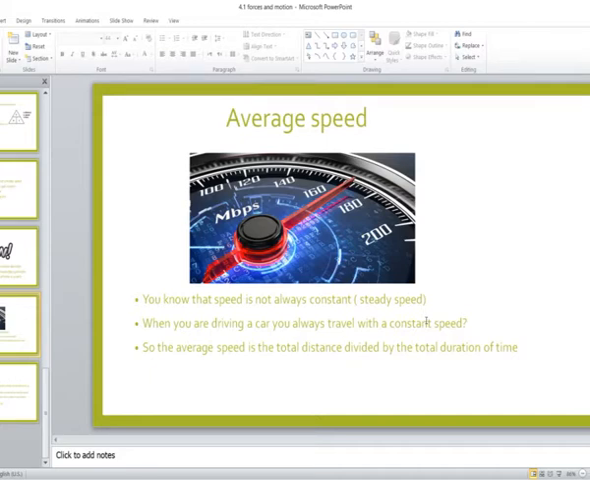And if I'm going to calculate the average speed, I must take the total distance of the journey and the total duration of the journey. So what is the average speed? Let's explain it once again.